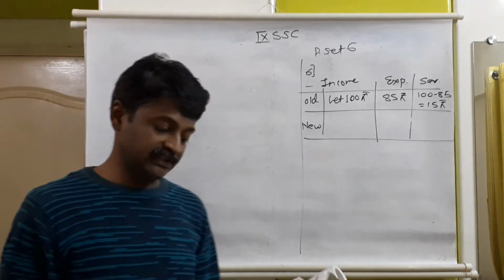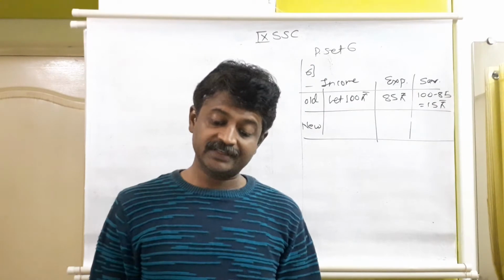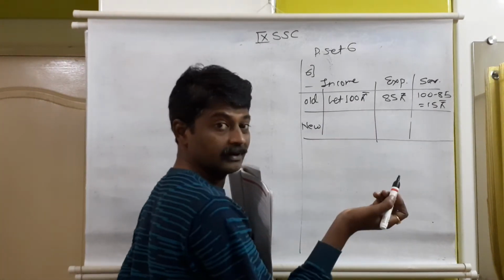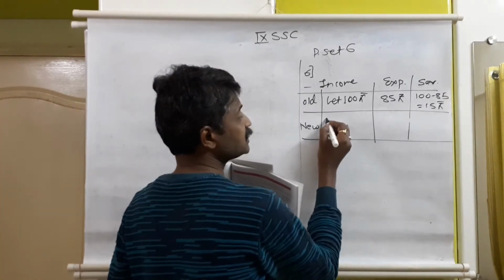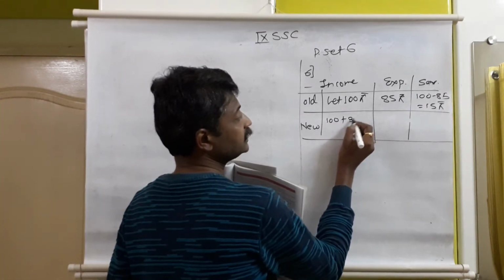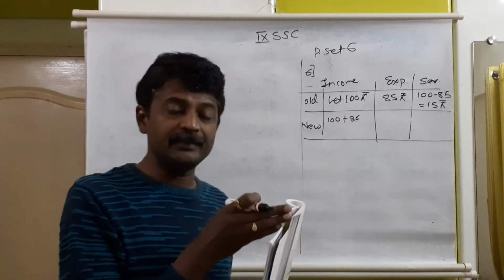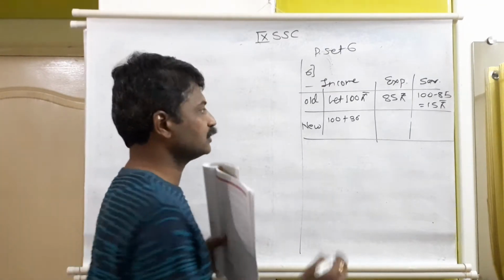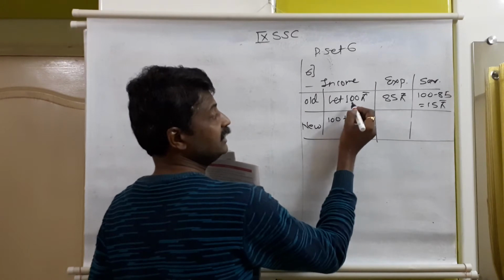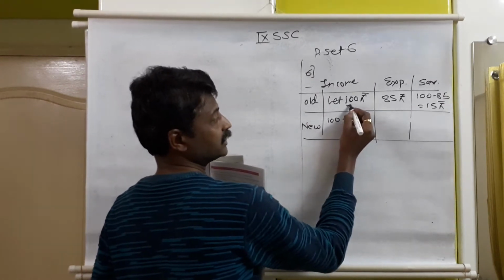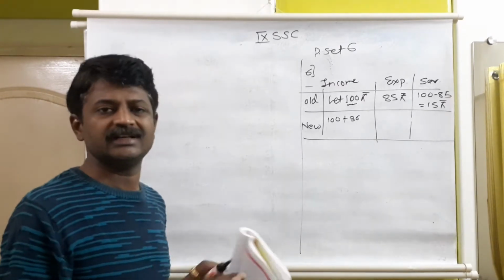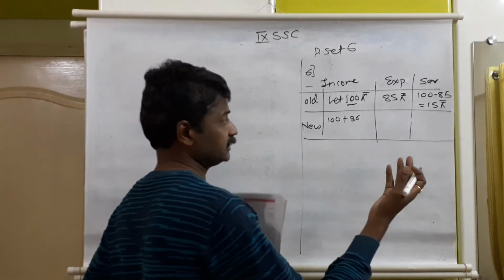Now what happens in the second case? His income increased by 36%. Old income is 100 rupees. 36% is the increase, so if 100 rupees is the old income, 36 rupees is additional. That is why we consider this as 100. It is very, very important. It will make our solution and answer much simpler.